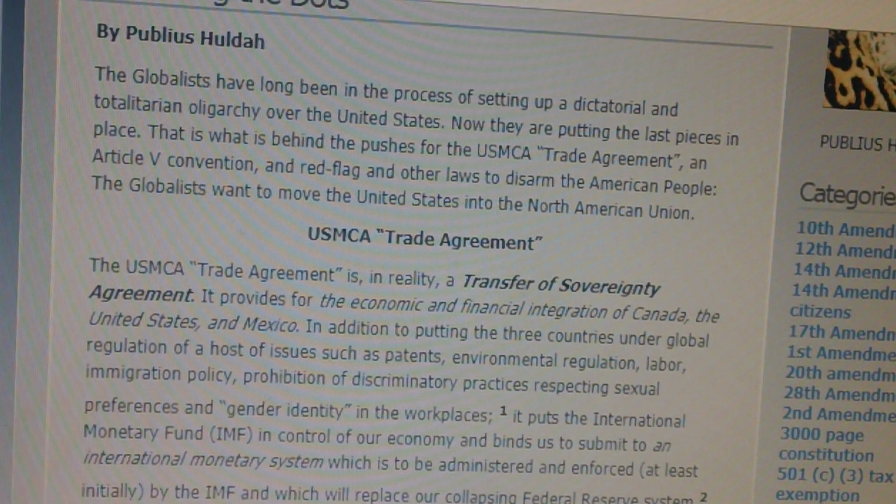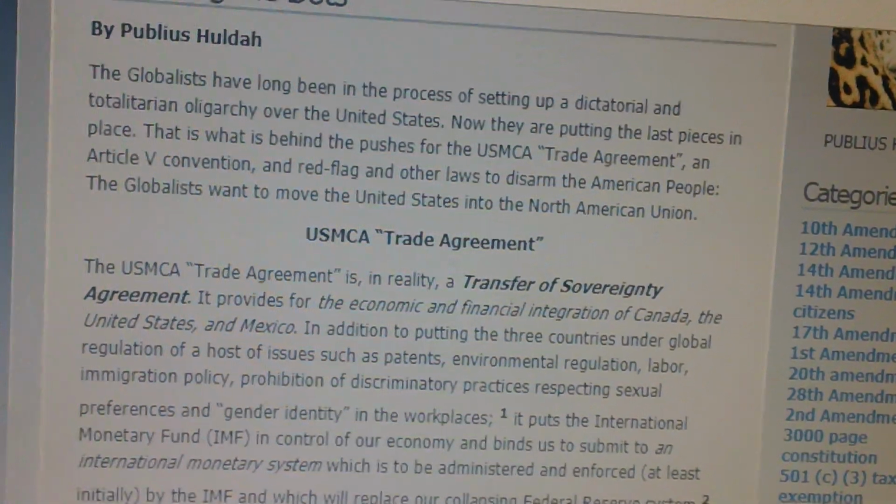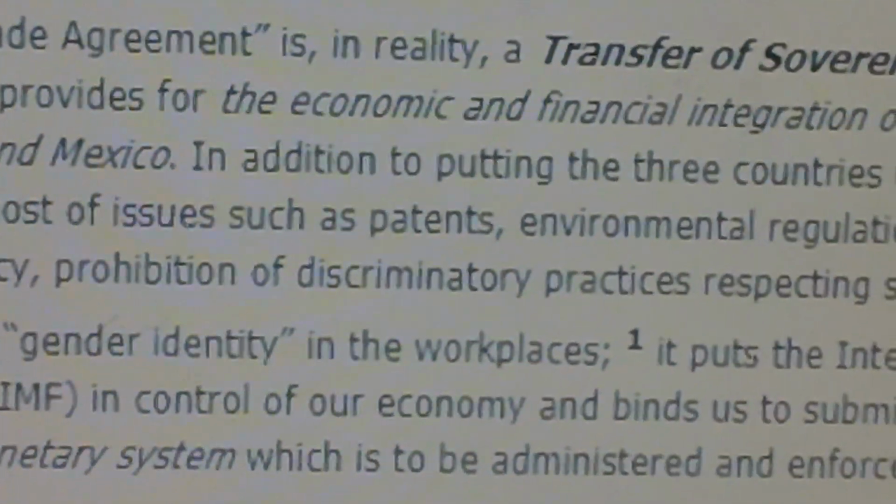In addition to putting the three countries under global regulation of a host of other issues such as patents, environmental regulations, labor, immigration policy, prohibiting of discriminatory practices, respecting sexual preferences, and gender identity in the workplace. I'll zoom in just a little bit more.